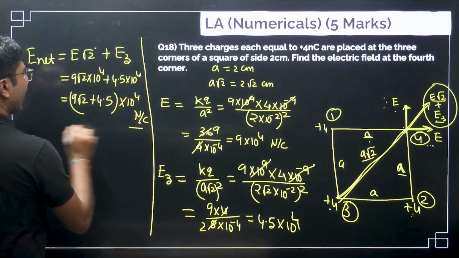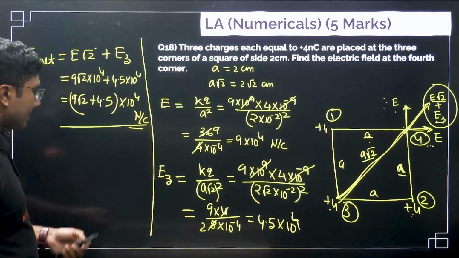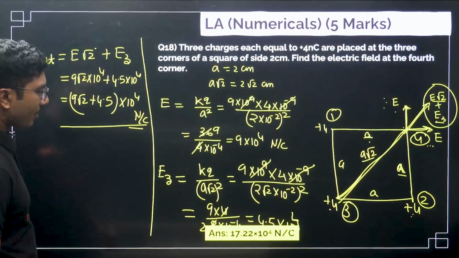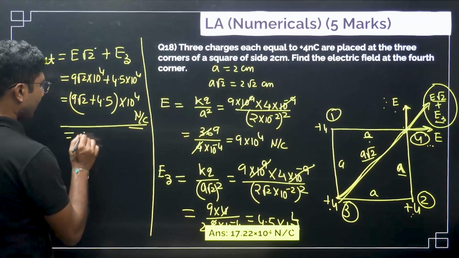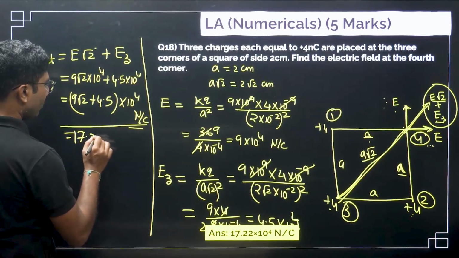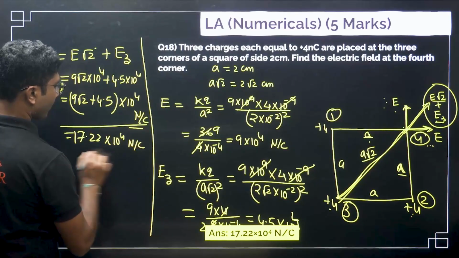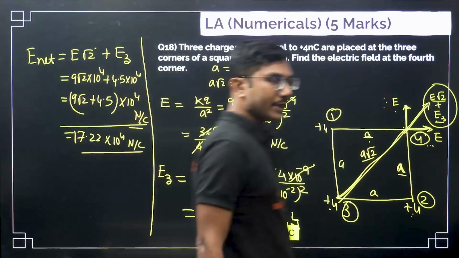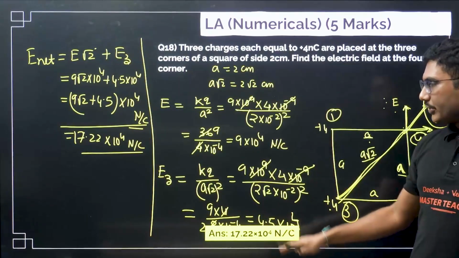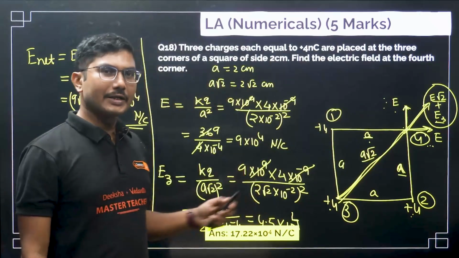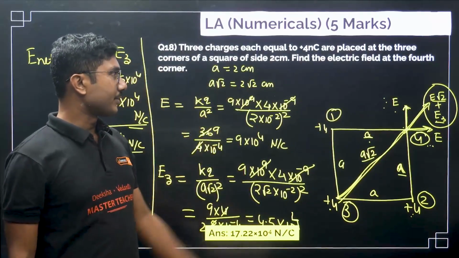Now if you put that value in the calculator, you will get this value as 17.22 into 10 to the power of 4 Newton per Coulomb. You need to use the calculator, and once you use it, you can calculate this answer. This is a very interesting and important question.